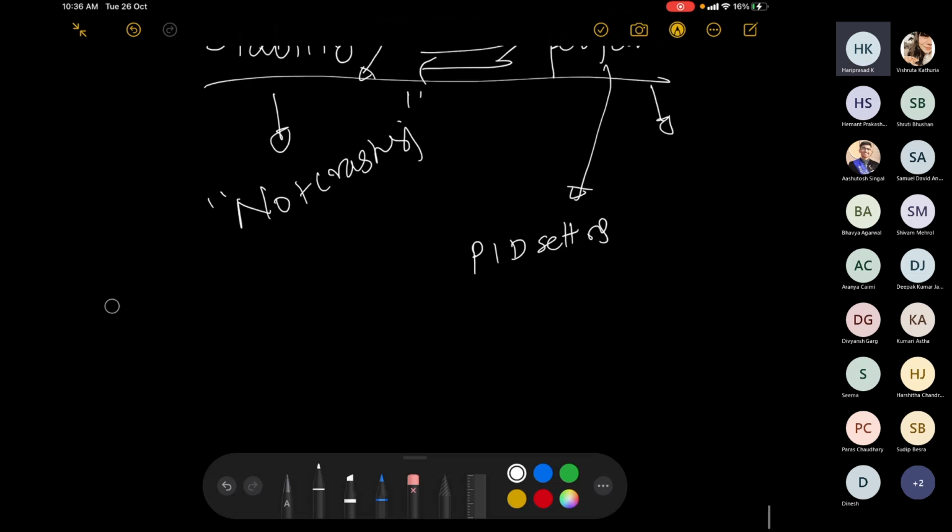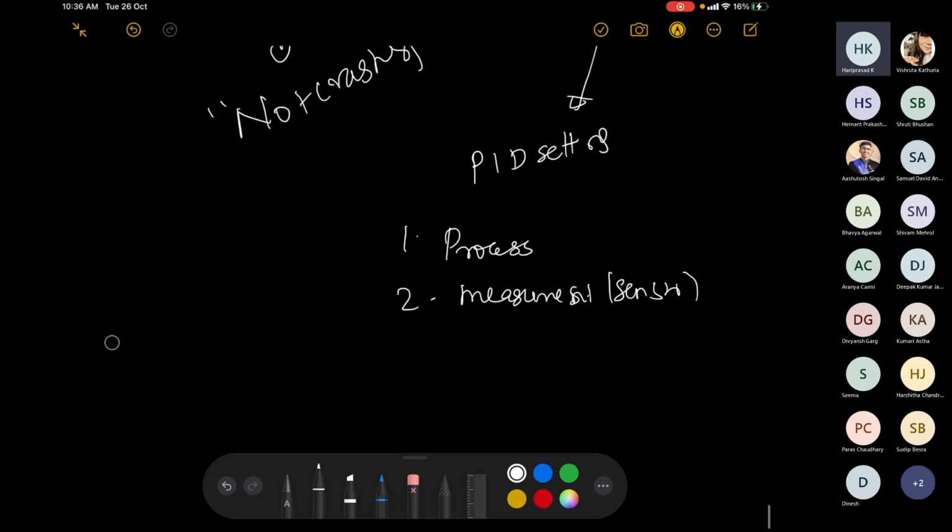Why? Look at the things you have. One is the process, untouchable. You have been called to control a process made by someone else, and you don't have any access to it. The second is measurement. You bought the sensor from a vendor, with no control over it, otherwise you would have to make the sensor on your own, which is impossible. Then I to P, again bought from someone else, no control. You are just adding it to the system.